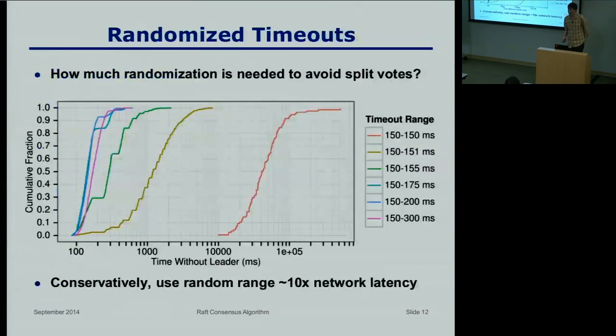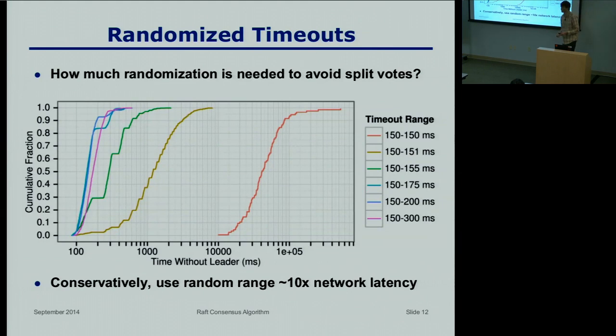Next slide, I think. So the question, it's a fun benchmark I'm showing here. Question was, how often are these split votes going to happen? How much randomization do you need to avoid them? So I tried to create the absolute worst case situation. On a gigabit Ethernet LAN with 5 servers, just try to synchronize those servers using heartbeats and then have them time out at, instead of choosing randomly, a fixed 150 millisecond timeout. And if we do that, then basically every election takes longer than 10 seconds.